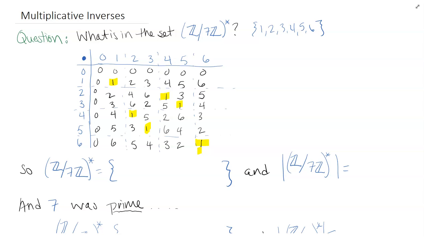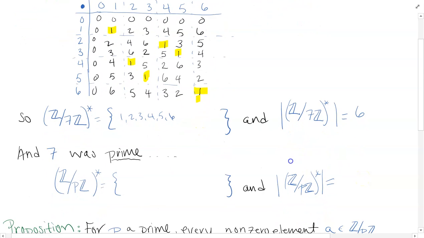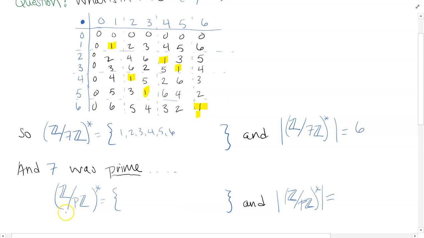So again, the group is 1, 2, 3, 4, 5, and 6, and the size of this group is 6. I'm making a connection here: the size of the group of units is 6, and our modulus was 7, which was prime. So maybe I want you to make a conjecture. If you look at the group of units for Z mod PZ, where P is prime, what's the group of units there, and what is its size? Pause the video, take a shot.